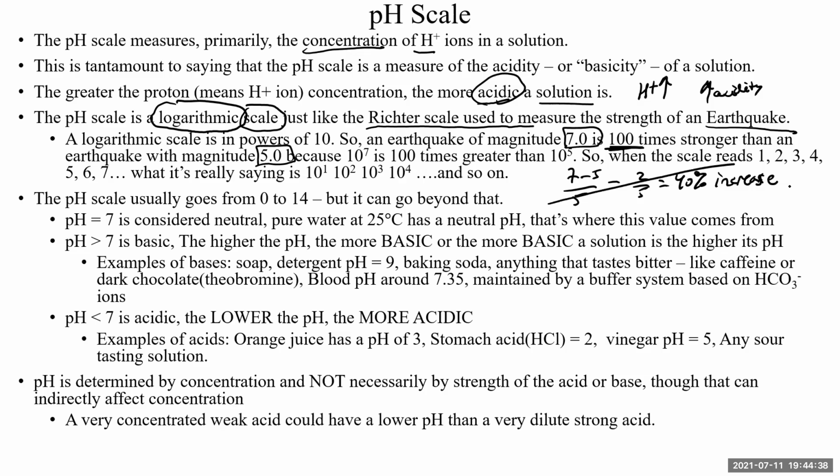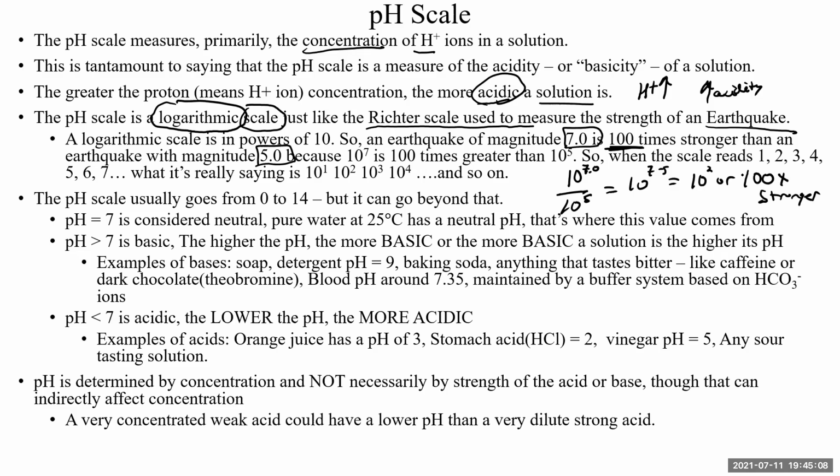But that is not the case. Because the Richter scale measures powers of 10, what it's really saying in shorthand form, and that's really the main advantage, is that a 7.0 earthquake is 10 raised to the 7th power versus 10 raised to the 5th power, which is 10 to the 7 minus 5. So that means that we have 10 squared, or 100 times stronger.